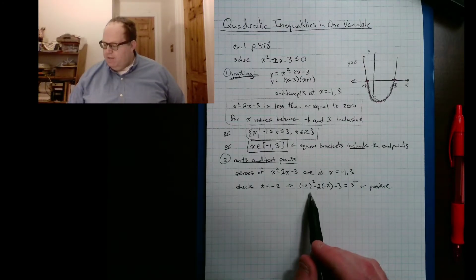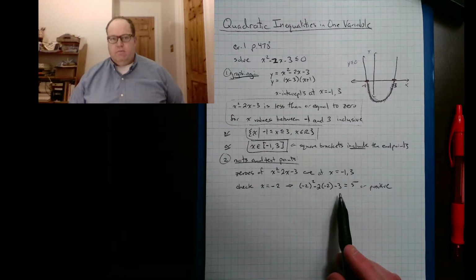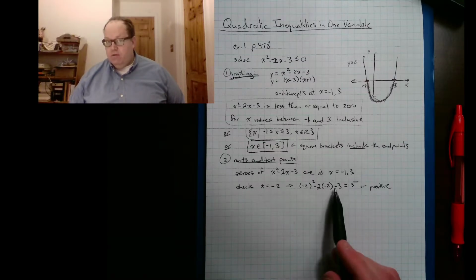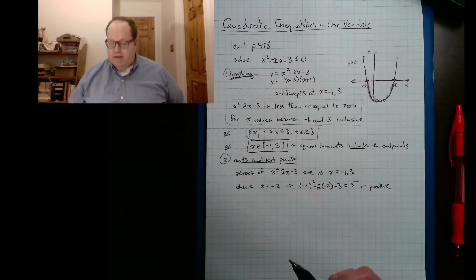And what that means is that for everything less than negative 1, this is going to turn out to be positive. The only way it could change from positive to negative is to go through a 0, and the only 0 is at x equals negative 1. At least the only one on that side of things.